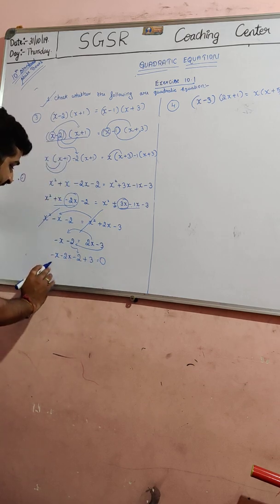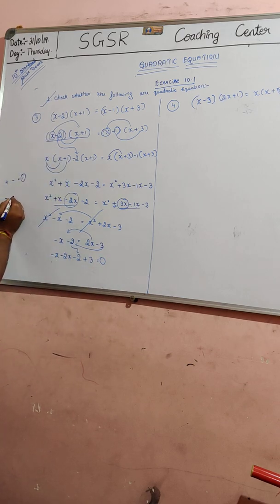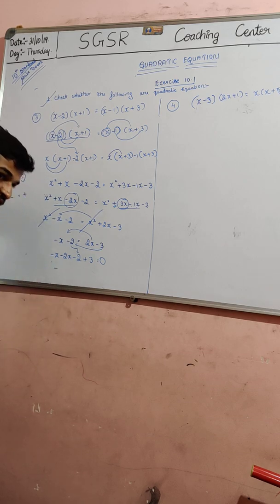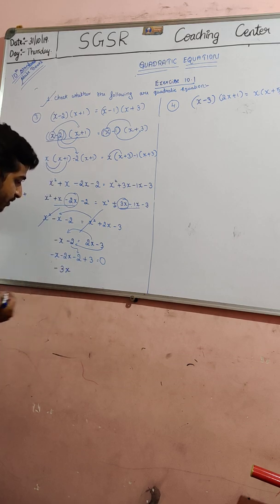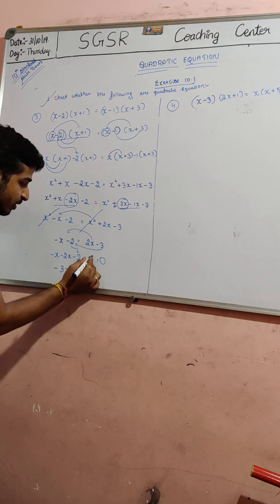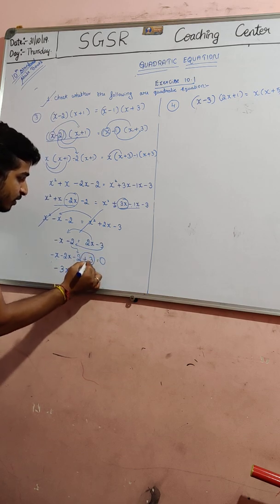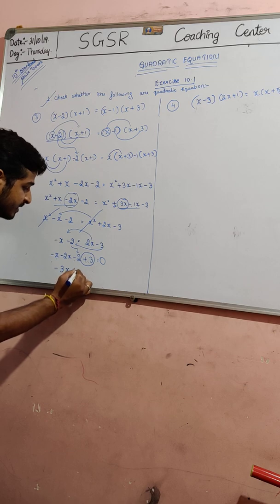So minus x minus 2x. Minus minus you should perform addition, but the sign should remain minus itself. So minus x minus 2x becomes minus 3x. So minus plus you should perform subtraction, but you should put the sign which is greater. So it is greater, so plus 1 is equal to 0.